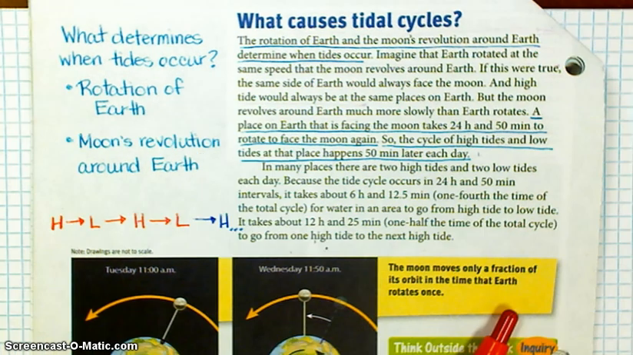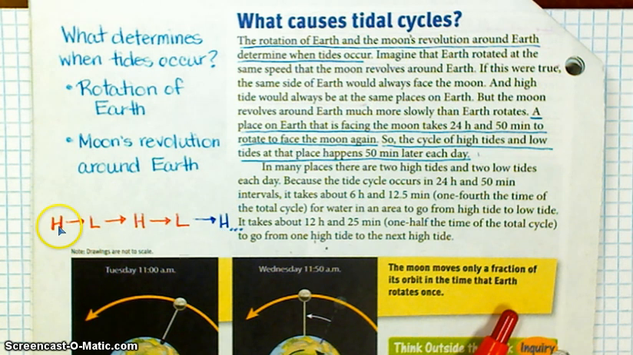Okay? All right, so an area on Earth would experience a high tide, then about 6 hours, 12 and a half minutes later, a low tide. That area, 6 hours, 12 and a half minutes later, another high tide. 6 hours, 12 and a half minutes later, another low tide, and then you've completed your tidal cycle, so the next high tide would be part of the next cycle.